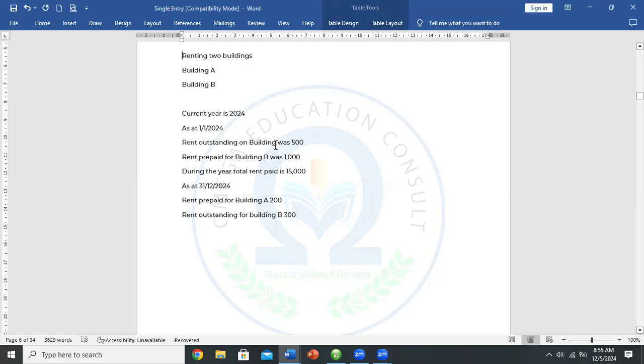Now, as at the beginning of January, we're given information that we owe some rent on building A. However, for building B, we paid in advance. Now, during the year 2024, we have paid rent of 15,000 Ghana cedis. As the year ended, we have paid in advance, this time on building A, 200. And we have some arrears on building B, 300.